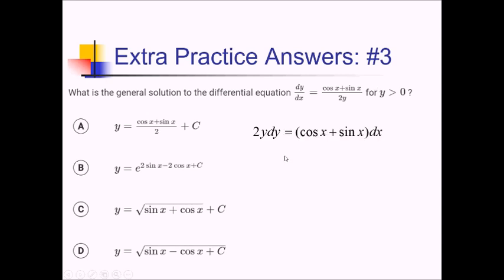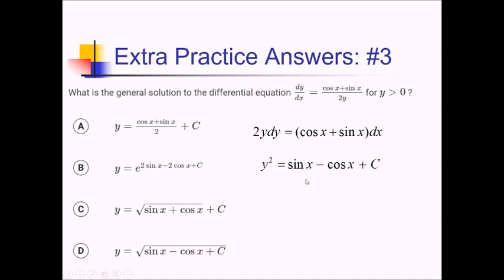Now it's time for the antiderivative. On the left side, we've got y squared. On the right side, we've got, let's see, sine of x. And then sine of x antiderivative is negative cosine of x. And don't forget we have a plus constant here, plus c.